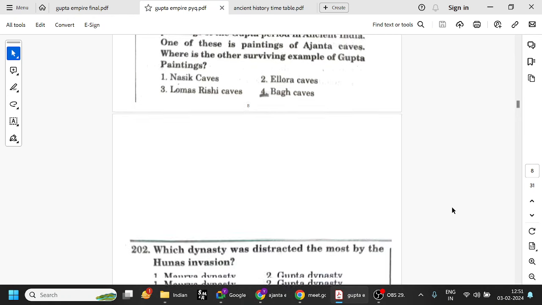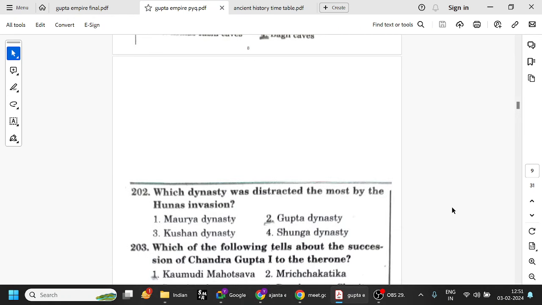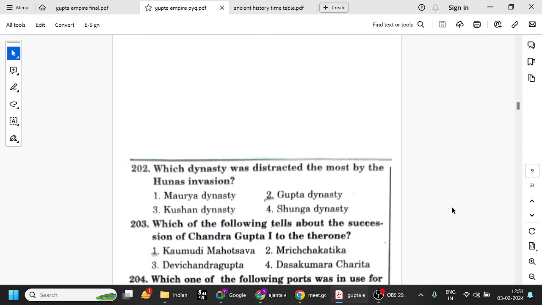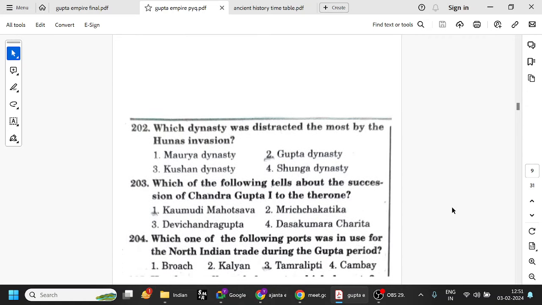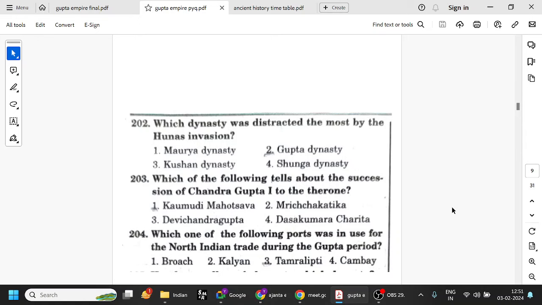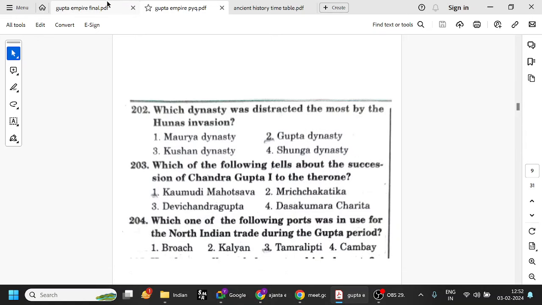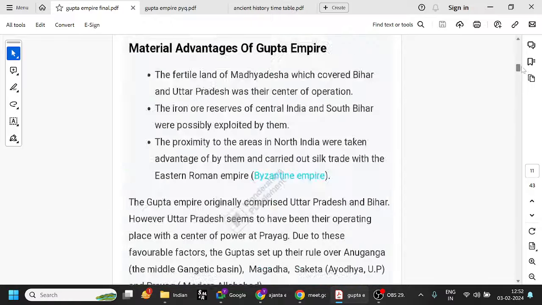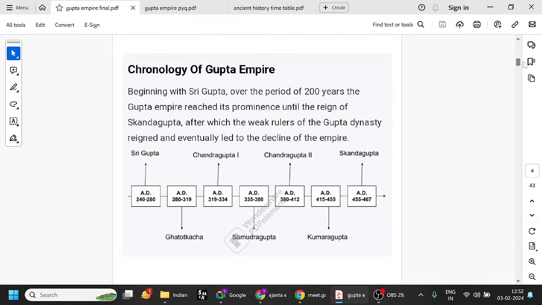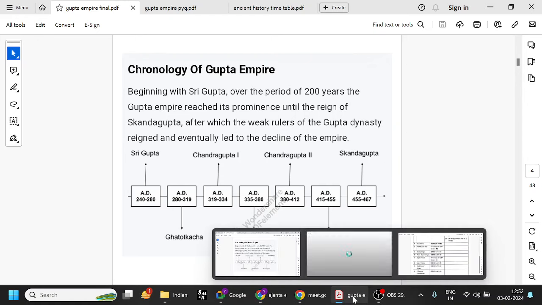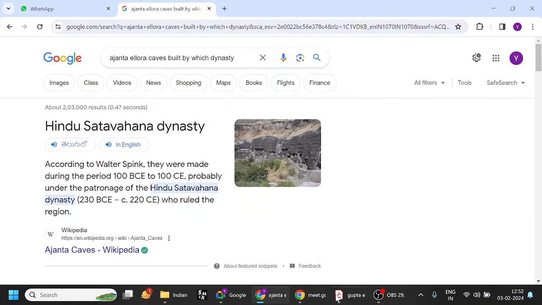So Bagh caves are in Madhya Pradesh. Which dynasty was distracted the most by the Hunas? The Gupta dynasty. We have seen, especially during Skanda Gupta. The last person is Skanda Gupta. During Kumara Gupta, the invasions started and under Skanda Gupta they intensified, and it is one of the reasons for the decline. So Skanda Gupta is the last.